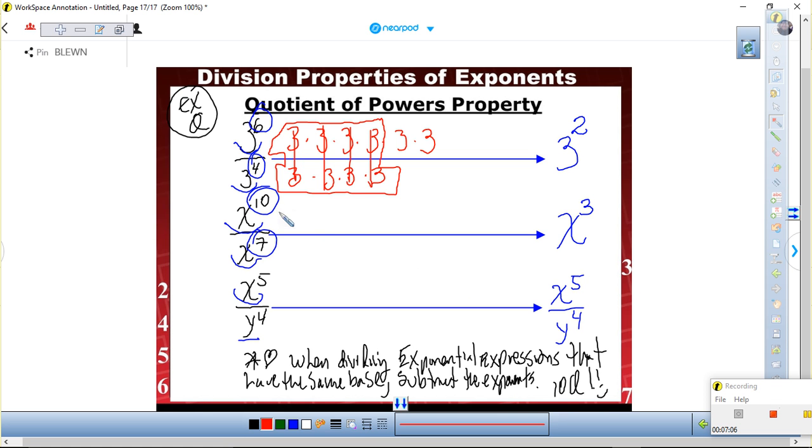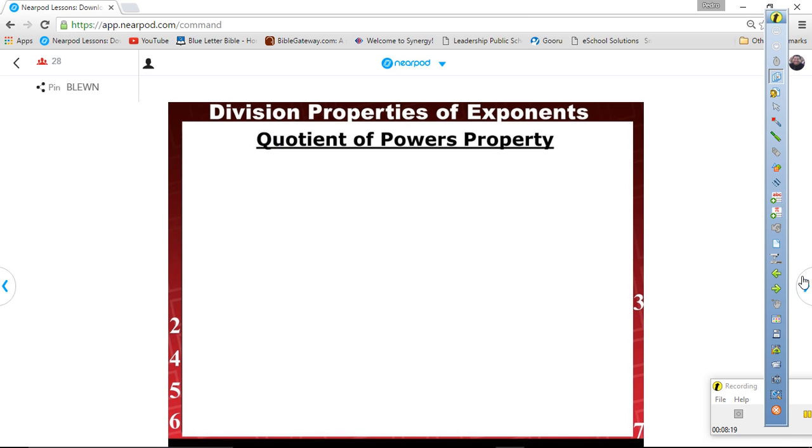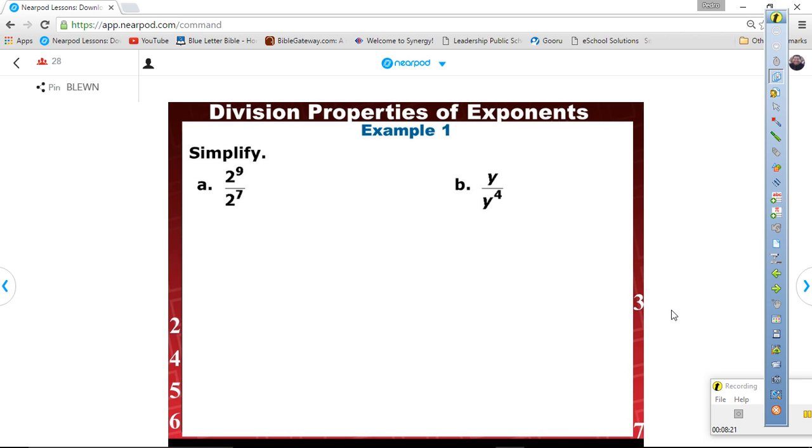Did it work also with the x's? Yes, right? Giant ones all the way through, and then you should be left with x to the third. I'm going to leave that up on my screen, and while some of you finish copying, I'm going to forward your screen so you can do problems 1A and B. Copy those to your paper. Do those on your paper.